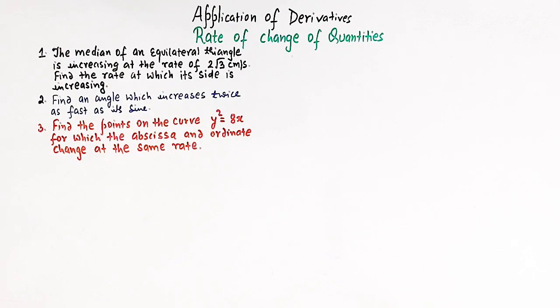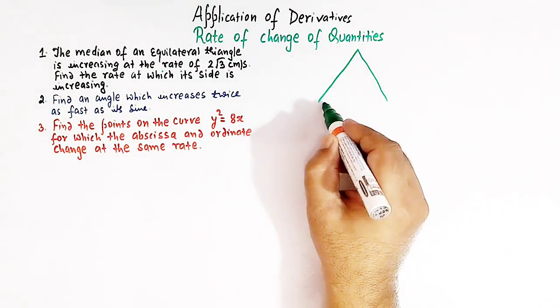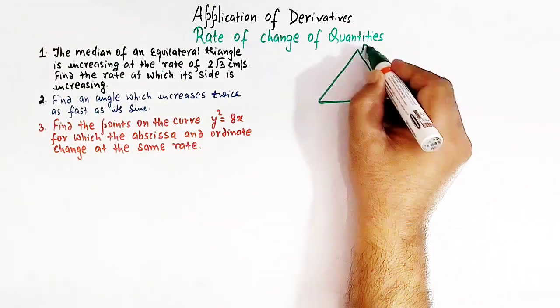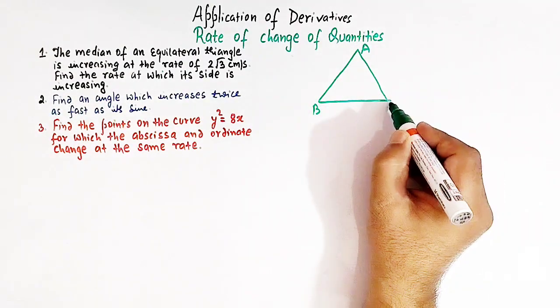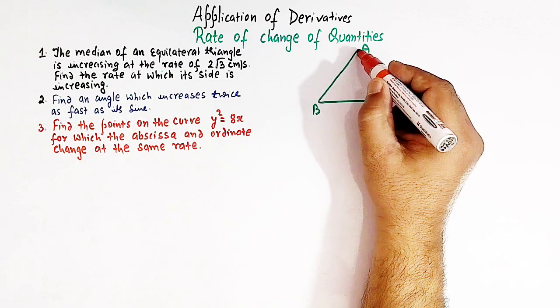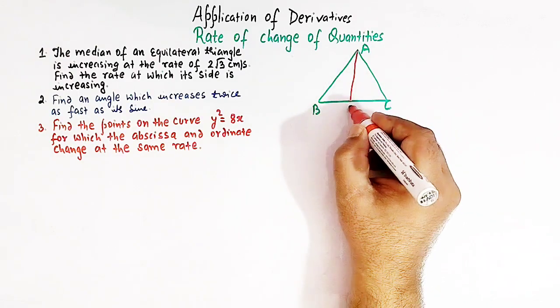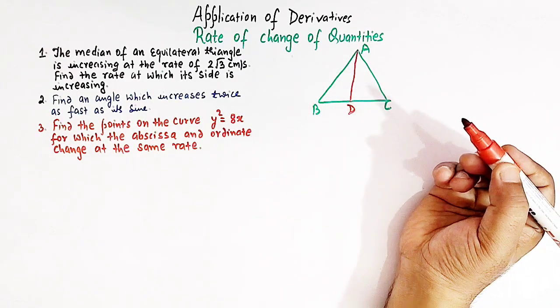So here we are given an equilateral triangle. So here let us take an equilateral triangle. This is the triangle A, B and C, right? And here we are given the median of the equilateral triangle. So let us draw the median like this, and let us take this point as D, right?